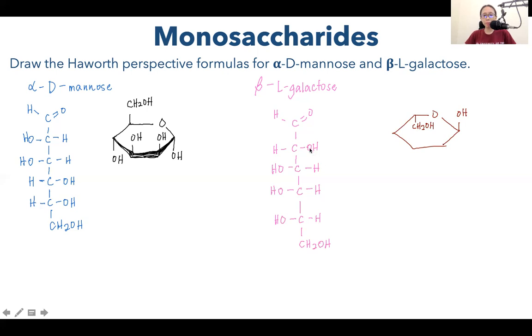And then for carbon 2, the OH is pointing down. Carbon 3, the OH is pointing up. And carbon 4, the OH is pointing up. So this is our Haworth perspective formula for beta L galactose.